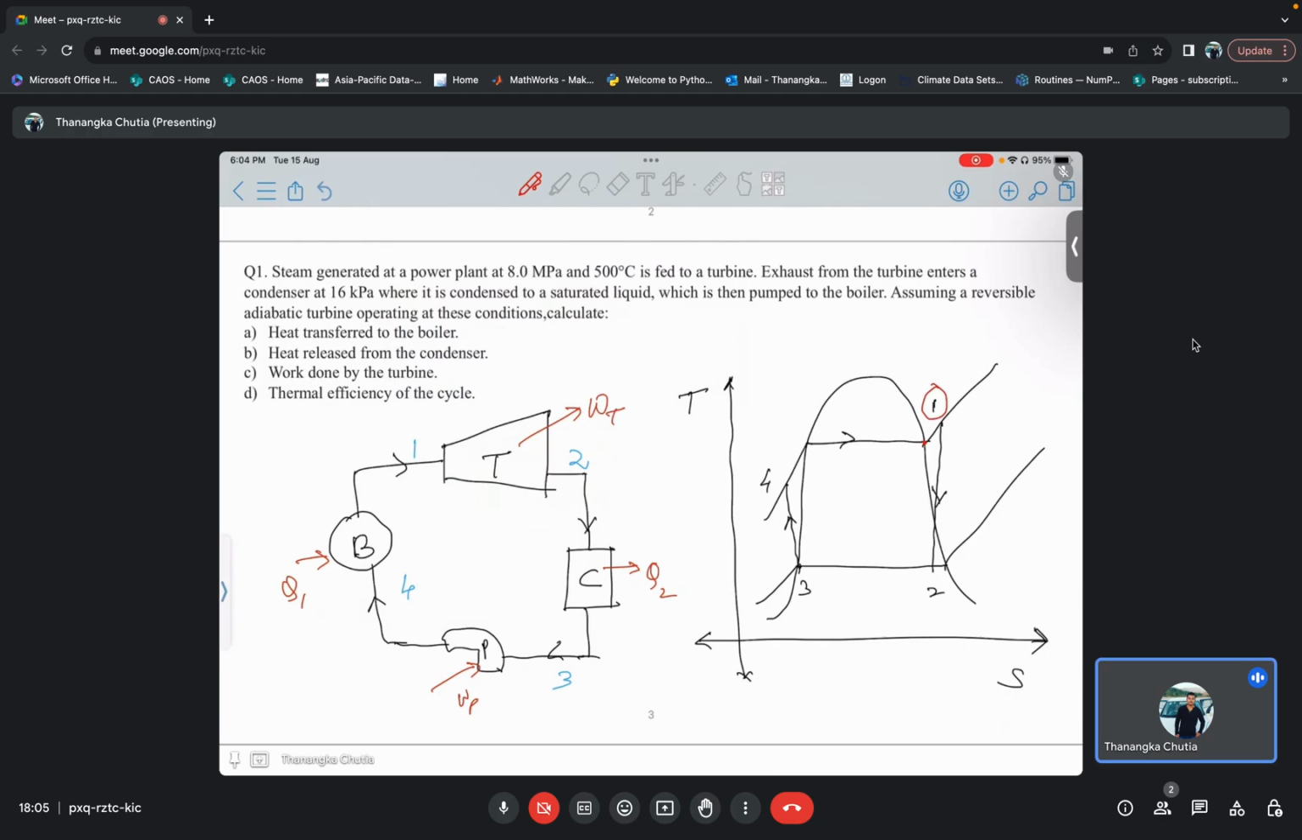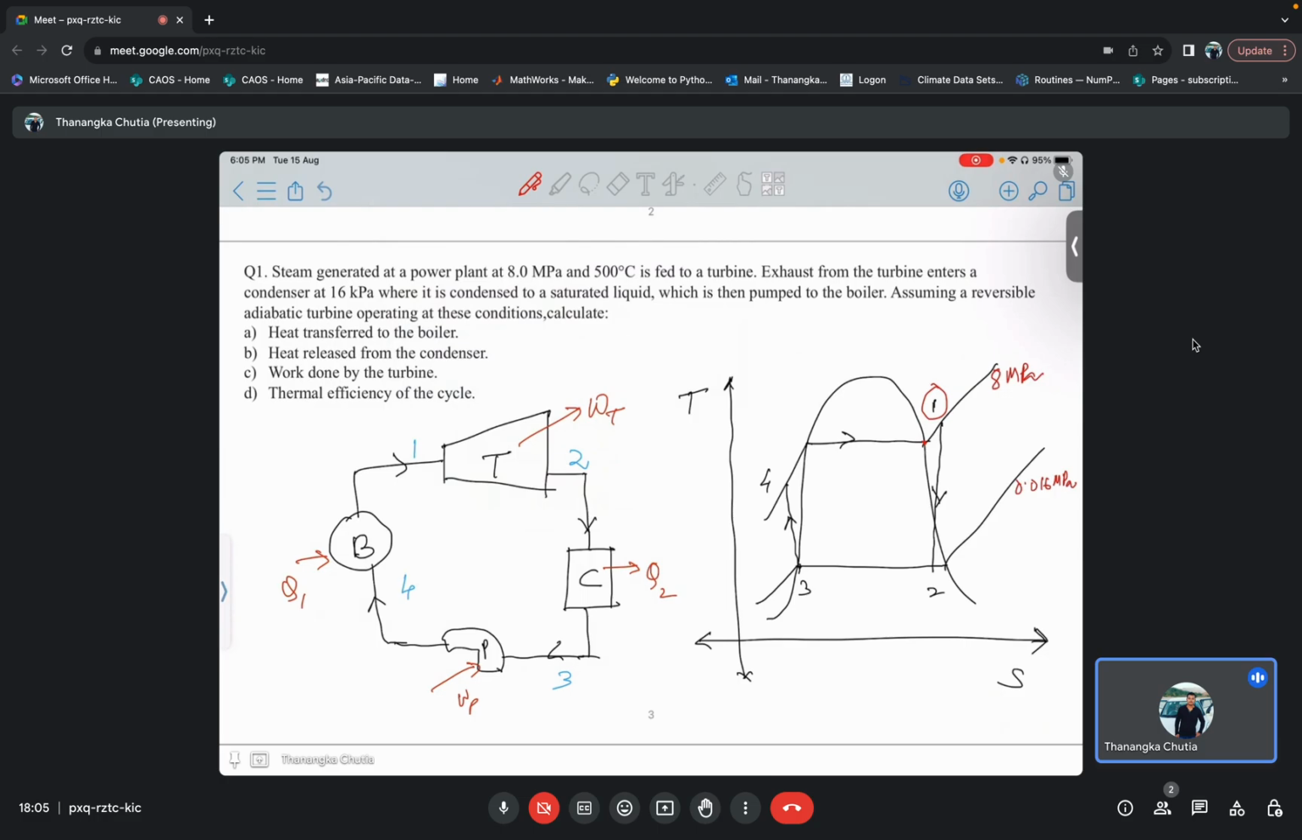So first of all, let me write these values also. This is your 8 megapascal, and this is 0.016 megapascal. Basically I am converting everything to megapascal because the steam table which I have has all the values given in megapascal. So these two values are given to us.